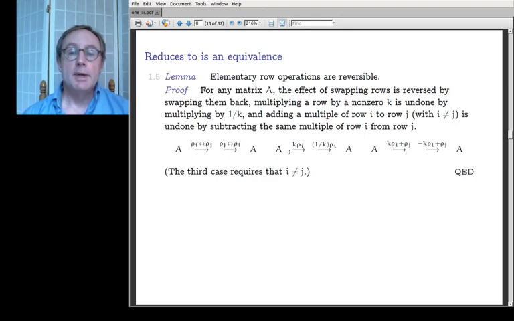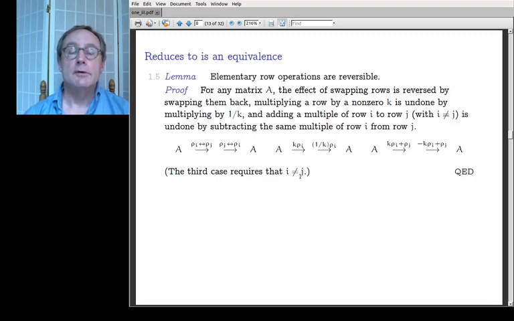If I write down a matrix and multiply row I by k, if k is not 0, and then multiply the same row I by 1 over k, I'm back to the original matrix. If I write down a matrix and take k row I plus row j, and then do minus k row I plus row j, I'm back to the original matrix.